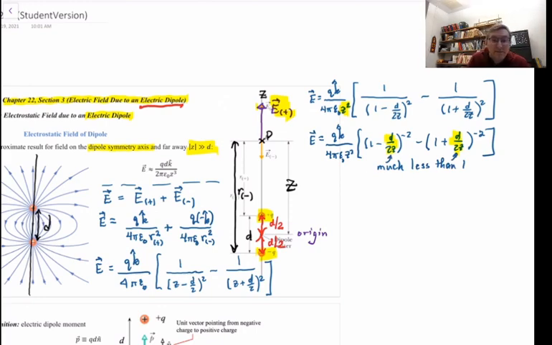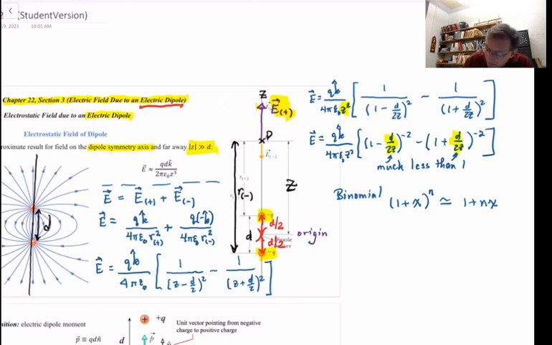So what I really have for each of those is a binomial of the following general form. 1 plus x, I'll just use the generic symbol x, and the power is a generic n, where the x here stands for either d over 2z or negative d over 2z. And when the x is small compared to 1, there's a famous approximation to the binomial, that 1 plus n times x. And I'm going to use that for those two binomials.